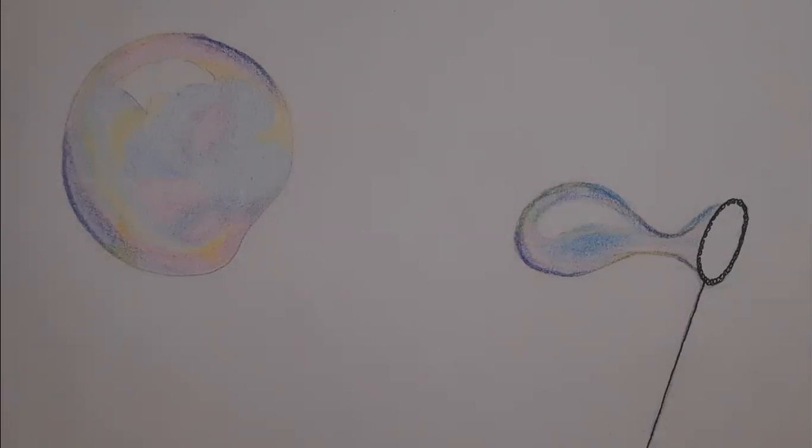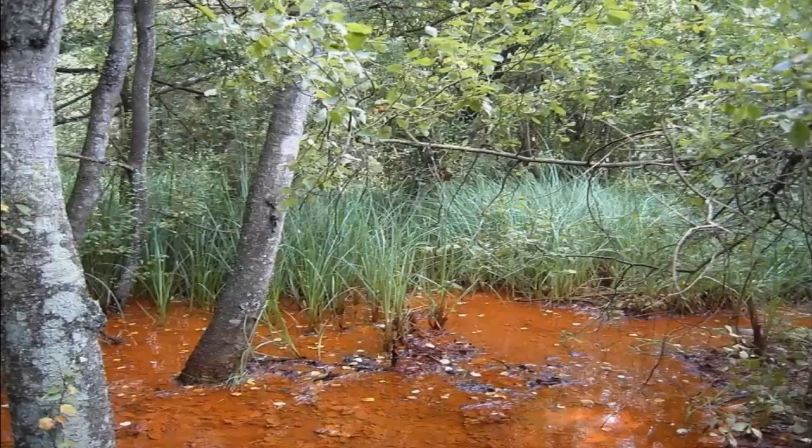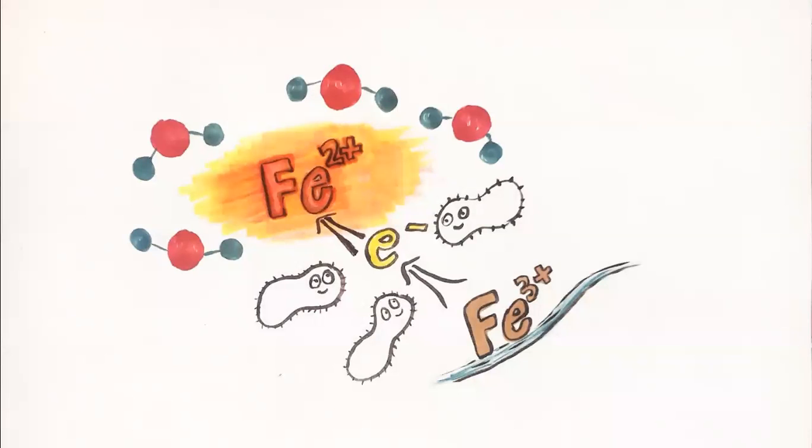Now look at this water. What makes that water so red? If you see a red swamp, it's most likely caused by iron. Iron gets introduced into swamps by runoff and groundwater. Microorganisms take advantage of this and derive energy through a chemical process called reduction. What's that? Reduction is the process in which ferric iron gains an electron to become ferrous iron.